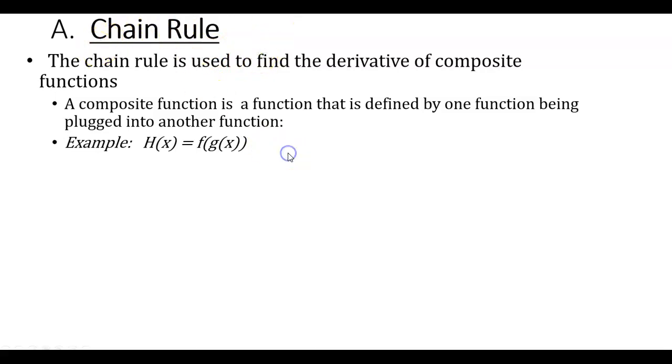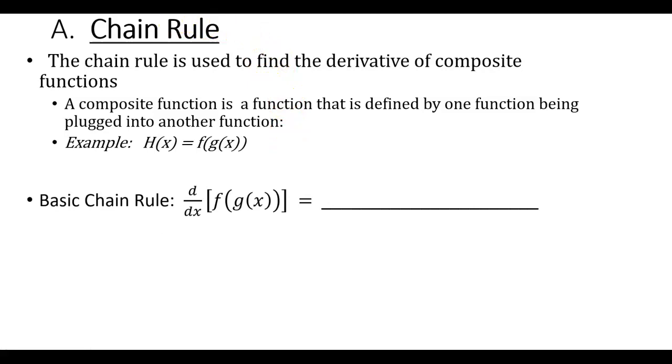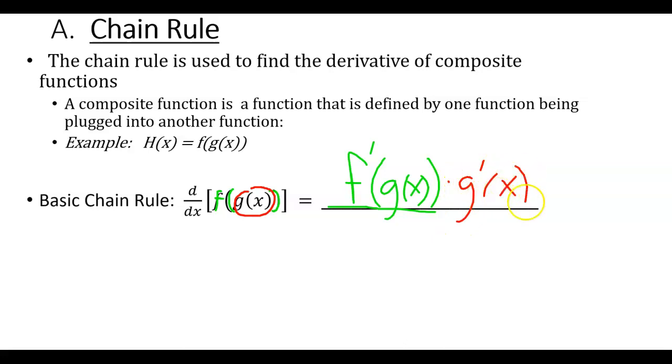All right, and so what is the chain rule? When you want to take the derivative of a composite function, you do the derivative of the outside function, which in this case is the f, and you multiply it by the derivative of the inside function, which is the g. Okay, so the derivative of the f function looks like this in this case, and the g just stays the same. And then we multiply that by the derivative of the inside, which is the derivative of g.